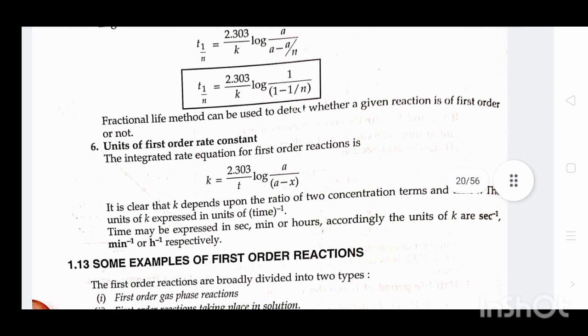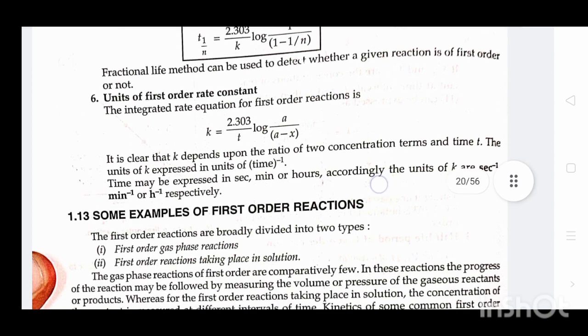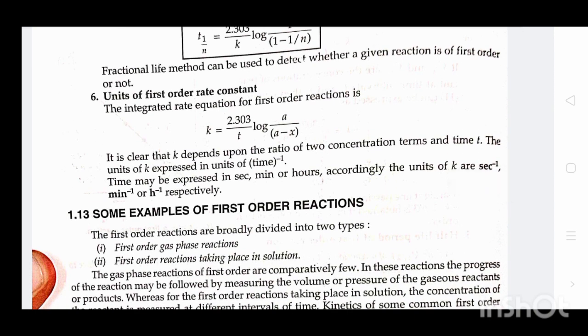Unit of first order rate constant. The integrated rate equation for first order is k equals 2.303 divided by t log a divided by a minus x. It is clear that k depends upon the ratio of two concentration terms and on time t. The unit of k is expressed in unit of time inverse. Time may be expressed in second, minute or hours. Accordingly, the units of k are second inverse, minute inverse or hour inverse respectively.